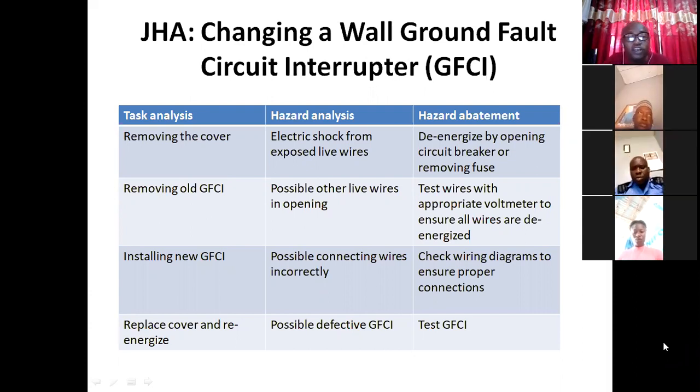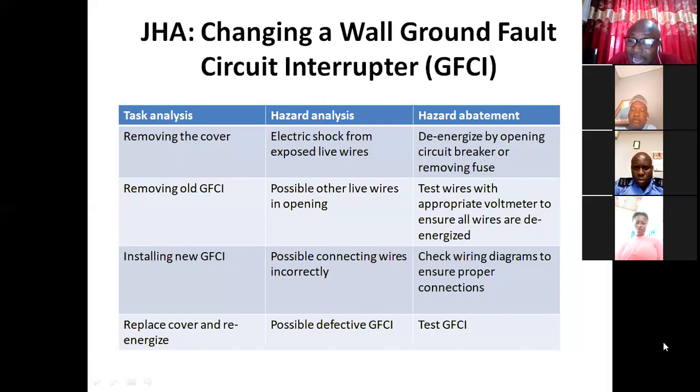Removing the old GFCI or removing the old circuit breaker. Even when you want to remove the old circuit breaker, there's a problem that a live wire may open. There's a probability that a live wire may open. So the next thing is, don't feel that because you have removed the circuit breaker or the fuse, there's no current in it. No, don't do that. The next thing you do, you test the wire.